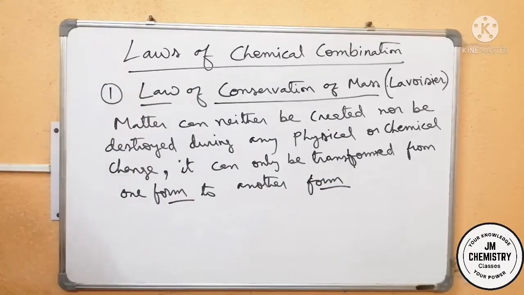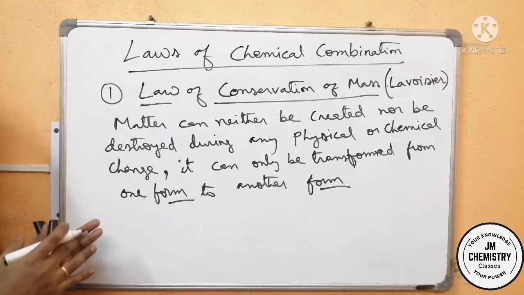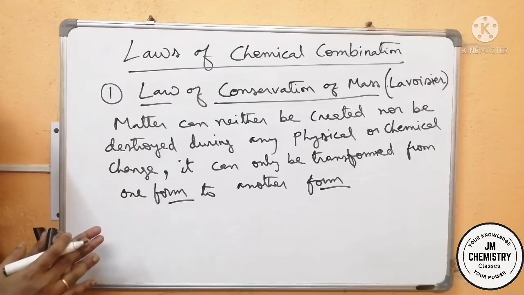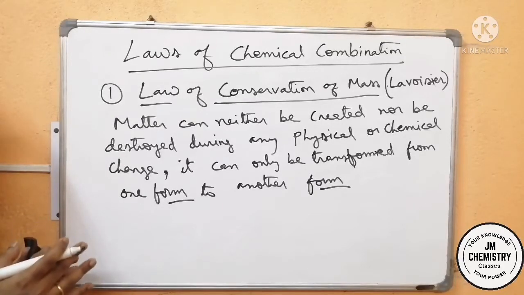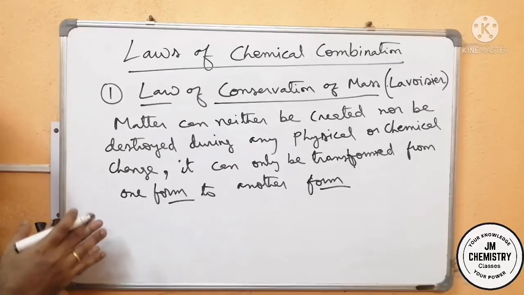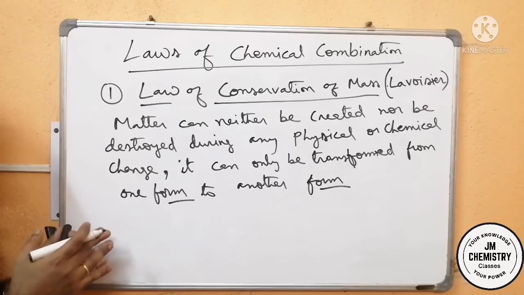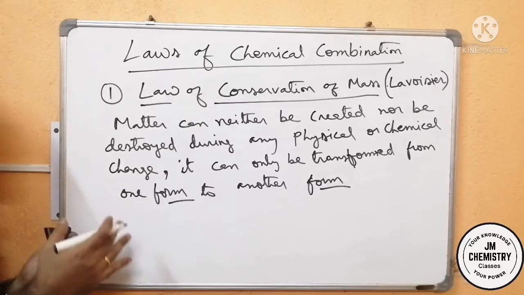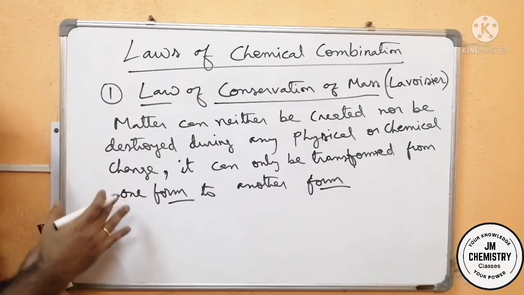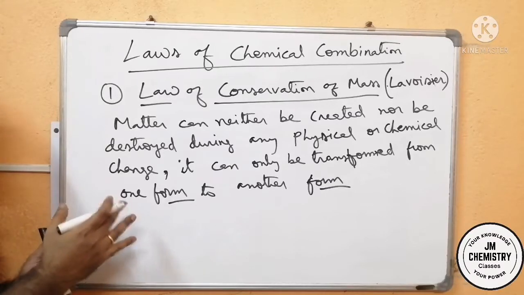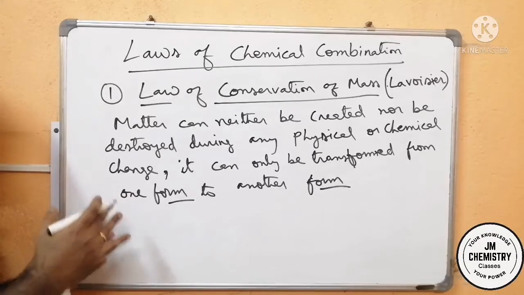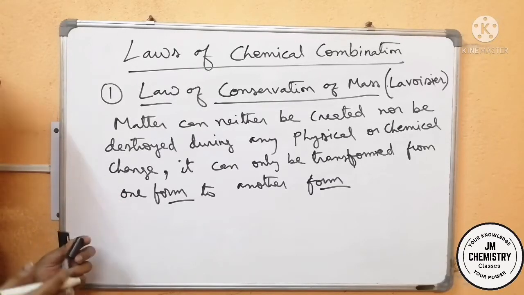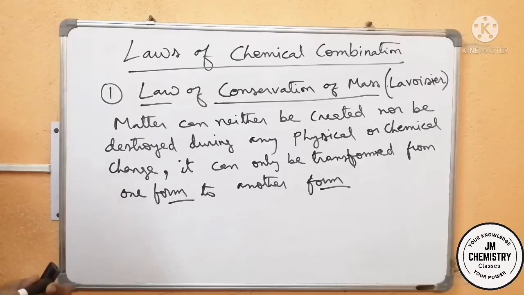So this law is a very easy law. It is the combination of elements to form compounds where the total mass of the reactants is equal to the total mass of the products. So here we will not discuss much about this law because this is very easy and we all know this law. We will move on to the second law, that is law of definite proportion or constant composition.